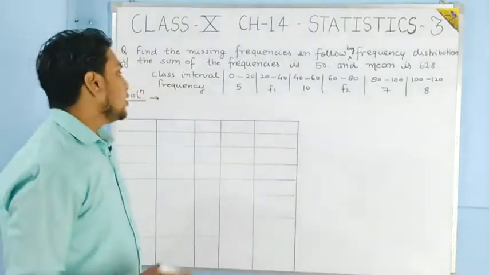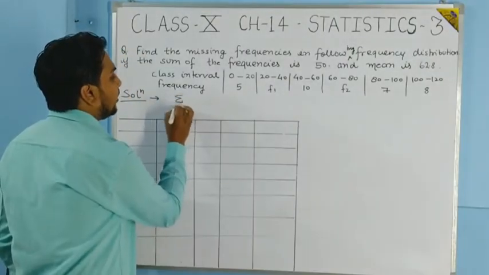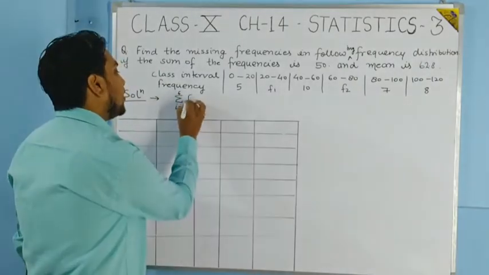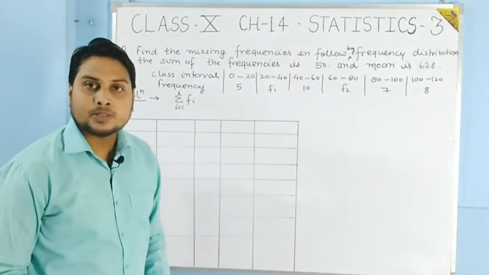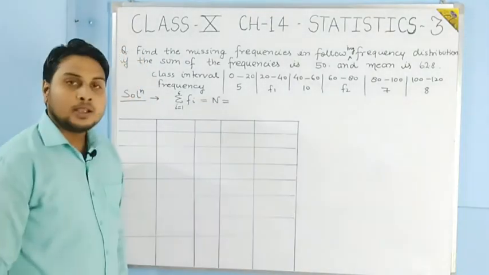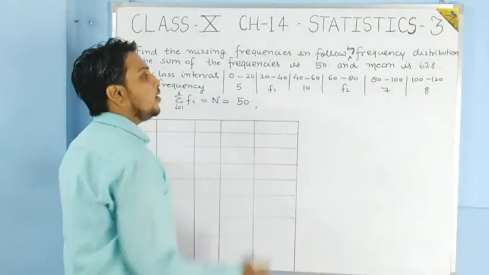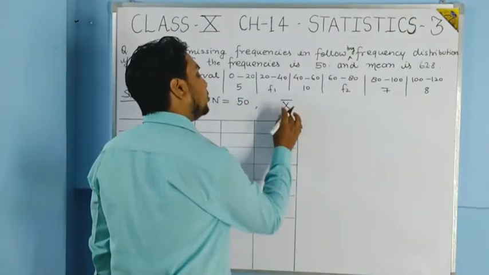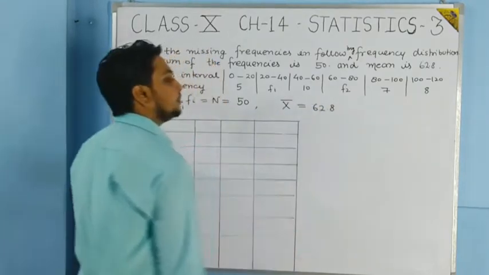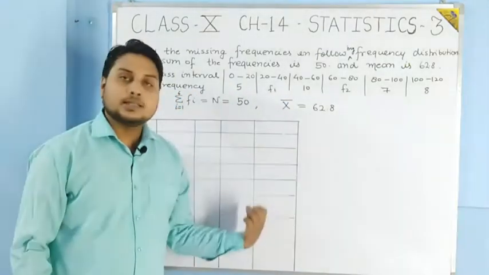Okay students, so see, in the solution part, firstly we'll write what we are having. We are having sigma Fi, i equal to 1 to 6, and sometimes students, we denote this as capital N. The value of this is given, it is 50, and also mean is given. Mean we denote as X bar, and that is 62.8.